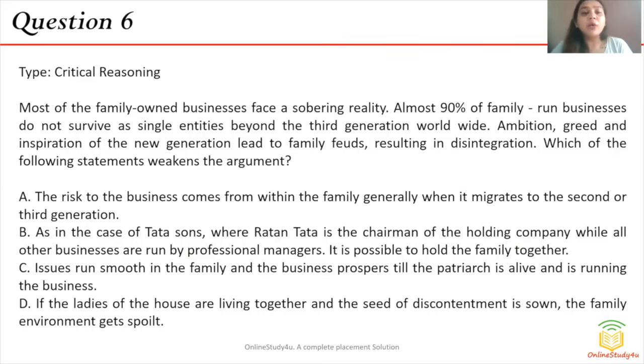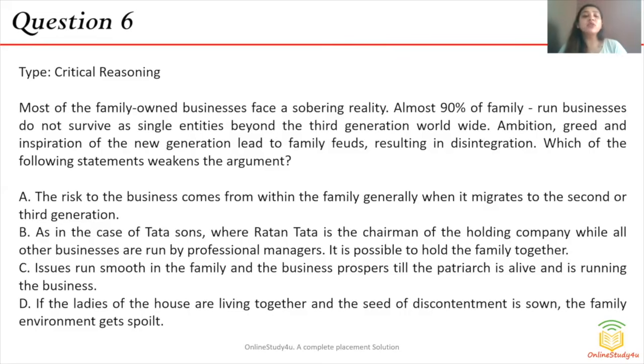Most of the family owned businesses face a sobering reality. Sobering basically out here means they are facing a serious reality, a serious problem. Almost 90% of family run businesses do not survive as a single entity beyond the third generation worldwide. So the author is giving a fact that across the world, 90% of these family run businesses are not surviving as single entities beyond their third generation.